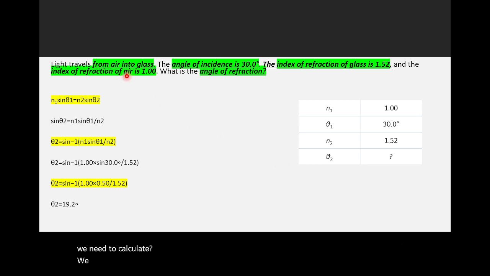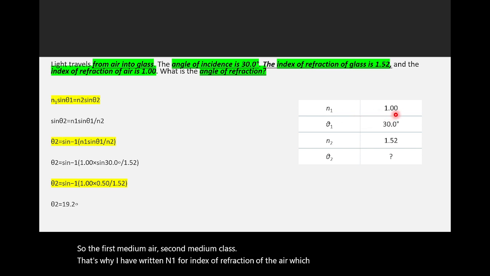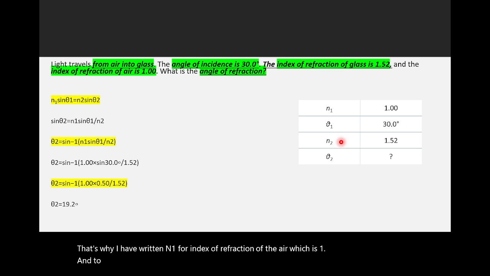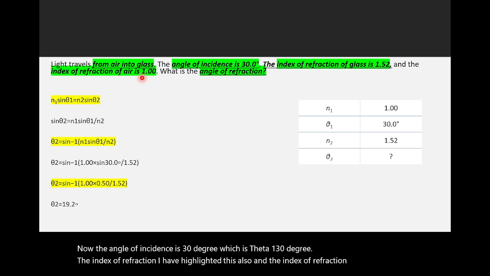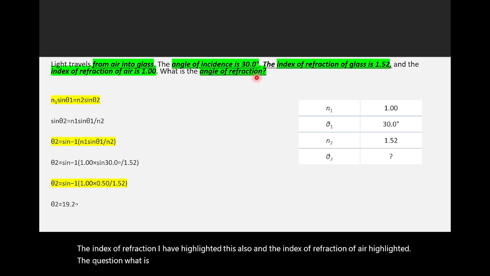We highlight the question to get the information easily and clearly. So I highlighted that light travels from air into glass. So the first medium is air, second medium glass. That's why I have written N1 for index of refraction of the air, which is 1, and N2 as index of refraction of the glass as 1.52. Now the angle of incidence is 30 degree, which is theta 1. I have highlighted this also, and the index of refraction of air. The question, what is the angle of refraction, highlighted. These are the basic ideas for how we can easily find it.